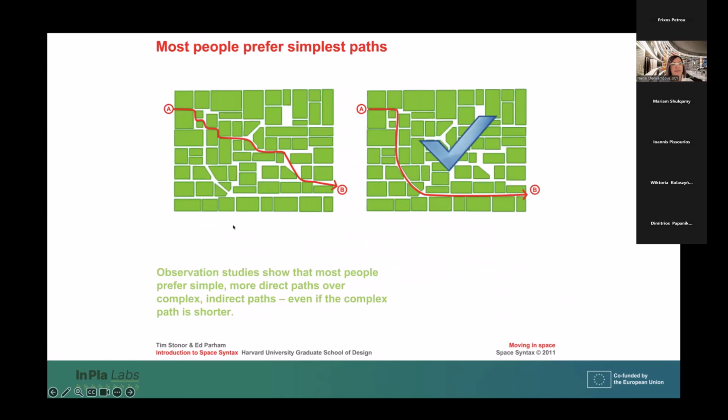It's very interesting that many observation studies that were actually done on field in real cities have shown that most people prefer simple, more direct paths over complex indirect paths, even if the complex path is shorter. So the studies have shown that we choose the simpler and more direct path rather than the shortest path.